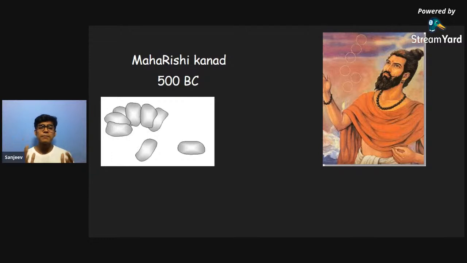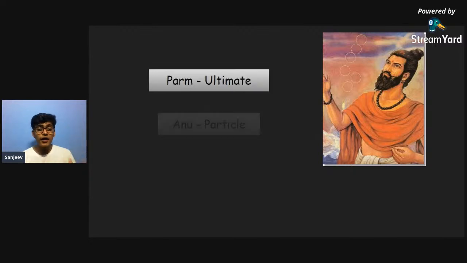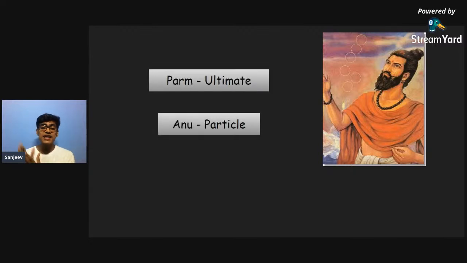So what does this Parmanu mean? Parmanu simply means, Param means ultimate and Anu means particle. That means the ultimate particle which further can't be divided. So Maharishi Kannad in 500 BC said that if we take a padarth and go on dividing that padarth, there will be a point where we further can't divide that particle or padarth. And he named that padarth as Parmanu.